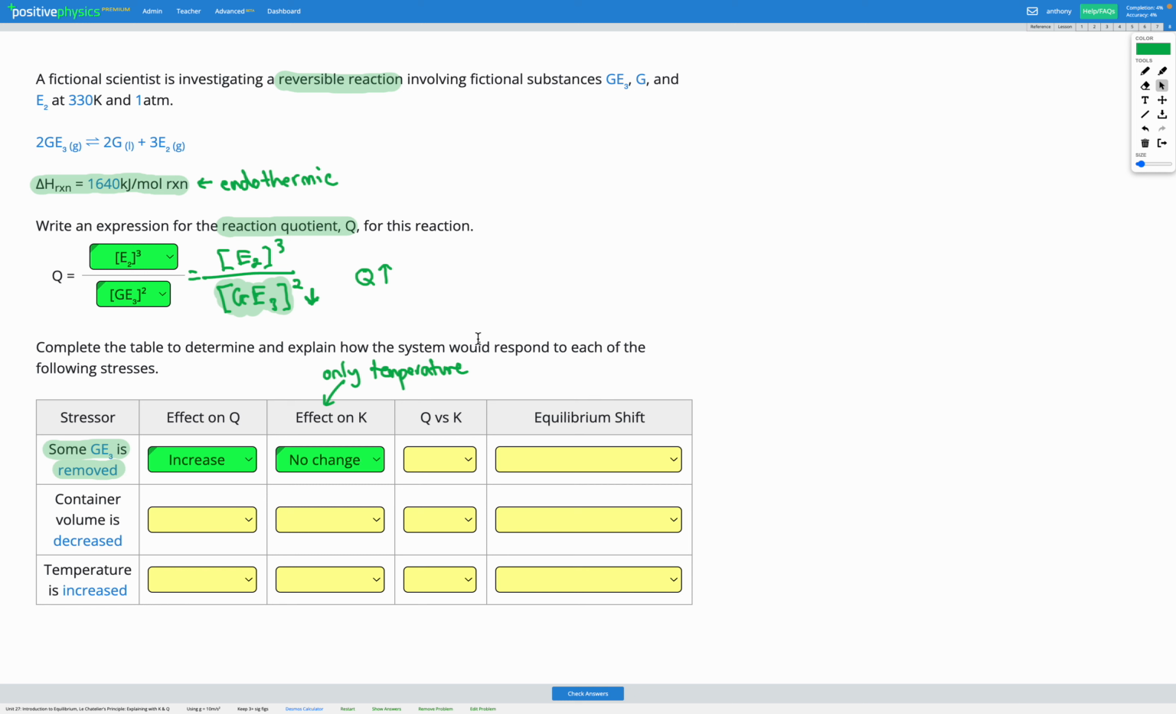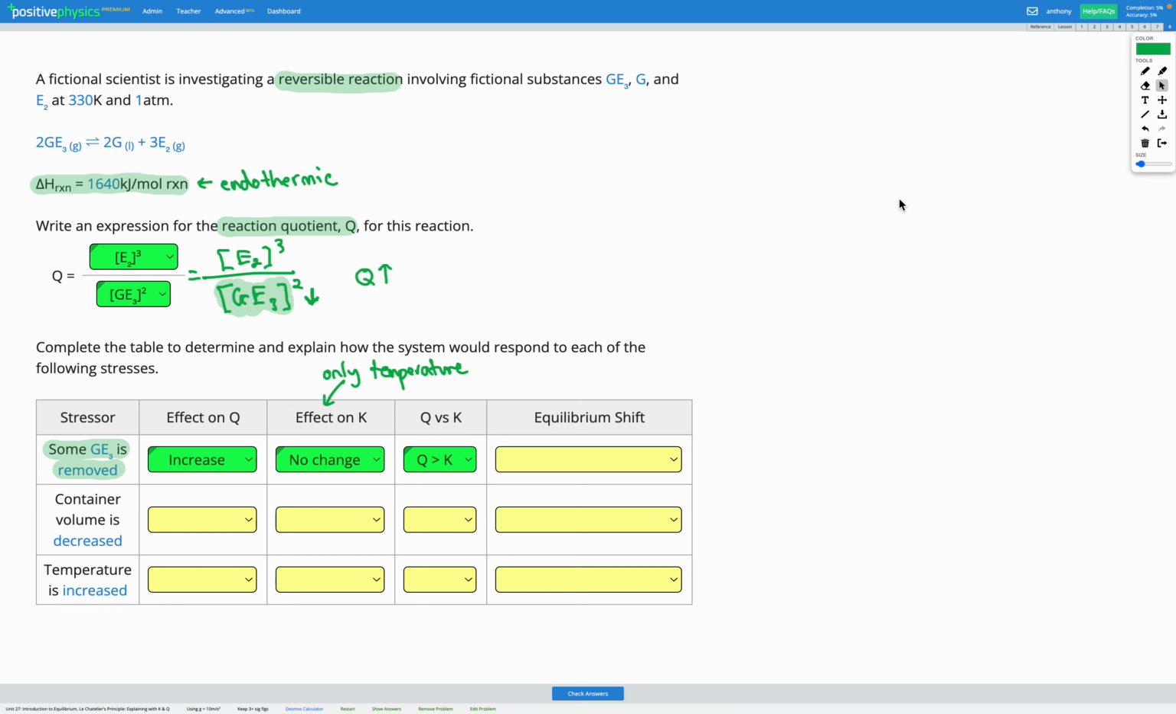Now originally, this system was at equilibrium. So now Q is going to be greater than K. So Q being greater than K, we can see from our reaction quotient, means that we have more products and less reactants than we need to be at equilibrium. So according to that, we're going to need to reduce the amount of products and increase the amount of reactants so that our Q value can decrease to get us to equilibrium.